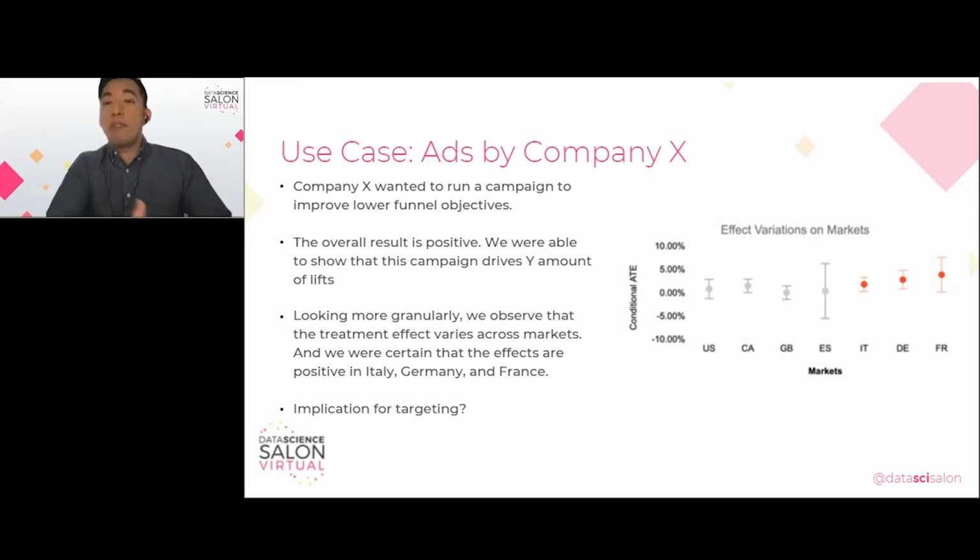So we could replicate what I just shared with you. In this case, you can see that even though on average the effect is positive, if you break it down to a more granular level, the advertisement campaign is more effective in Italy, Germany, and France. The effect is positive in the U.S., Canada, Great Britain, and Spain, but we don't know for sure, given that the error bars span from negative to positive. But we're pretty sure that in Italy, Germany, and France, you're going to see a positive and significant effect.